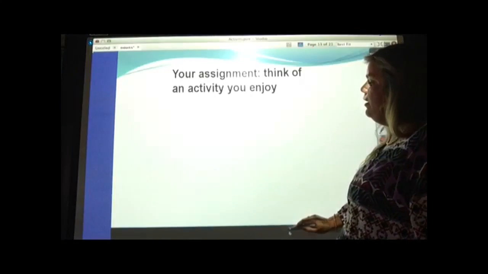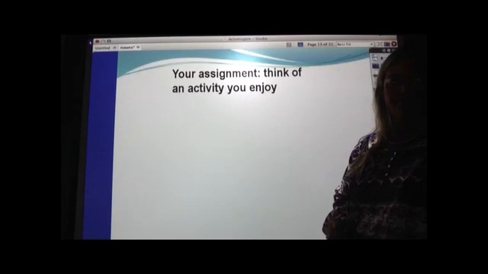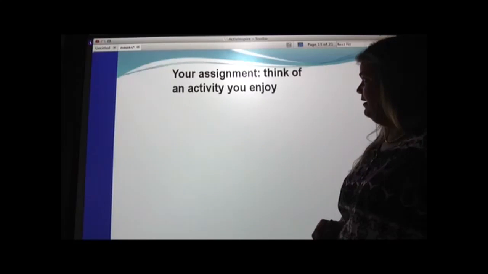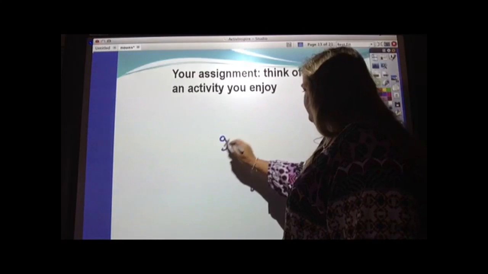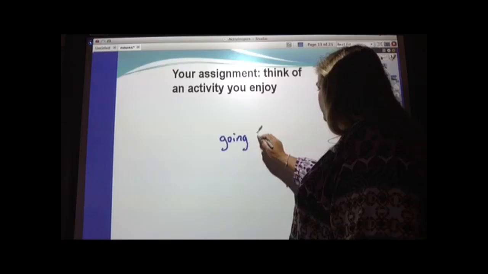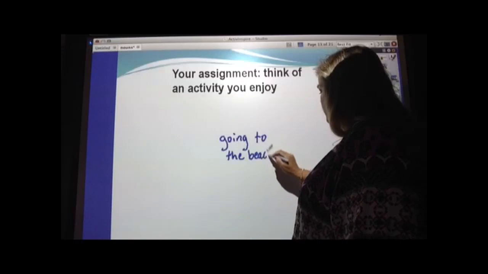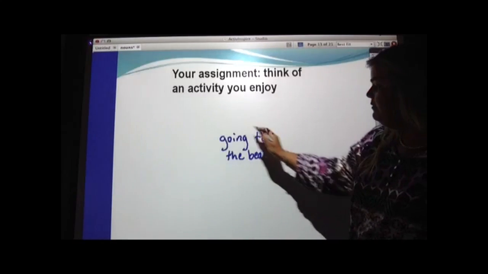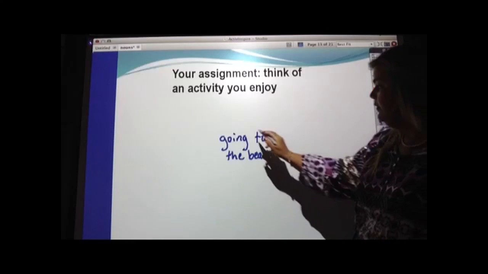Okay, next I've got a little assignment for you here. I want you to think about an activity you really enjoy. Something that if you had your choice, you would do it all the time. Well, you probably know mine is going to the beach. So right now on your paper, write your activity in the middle, maybe on the reverse side of your paper or down at the bottom, and circle it.